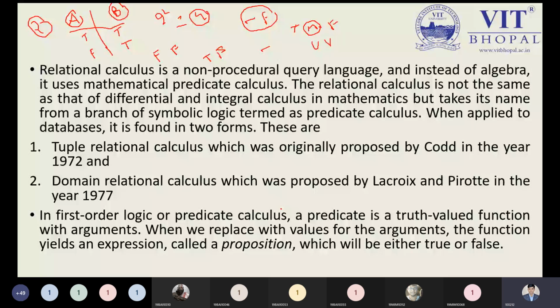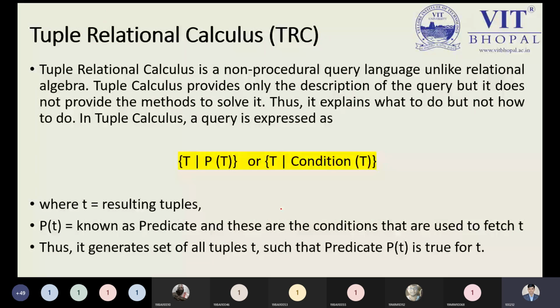Yes, sir. Okay, so in the tuple relational calculus, in short we have the TRC. So tuple relational calculus is a non-procedural query language. Why is it a non-procedural query language? Because, of course, relational calculus is a non-procedural query language. And unlike relational algebra, the tuple calculus provides only the description.